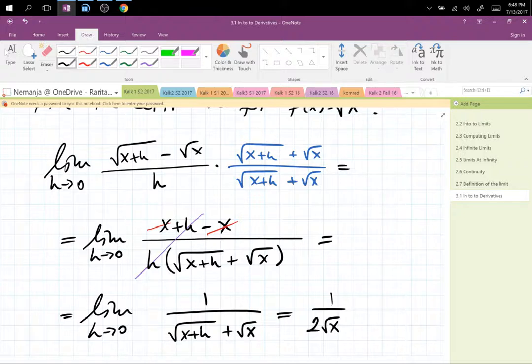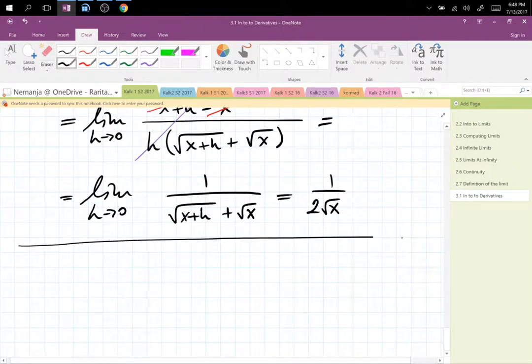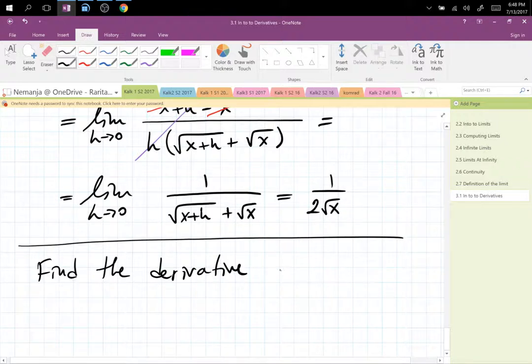The limit h goes to 0, so that goes to 0, and you have root x plus root x is 2 root x. All right, try the function 4 over x. Four over x.